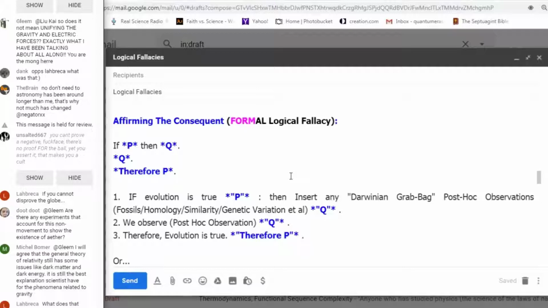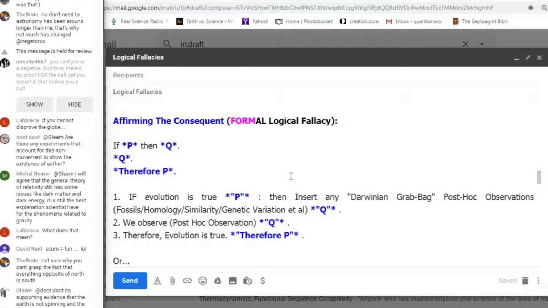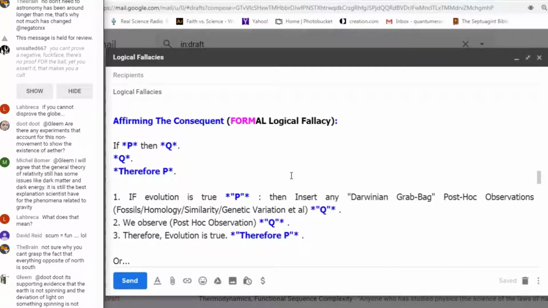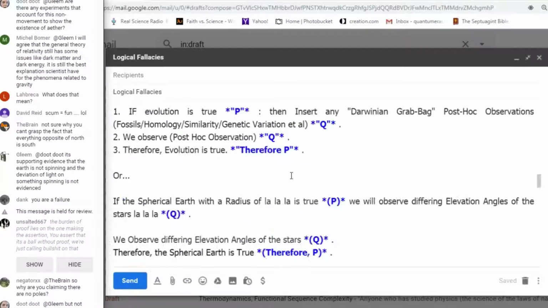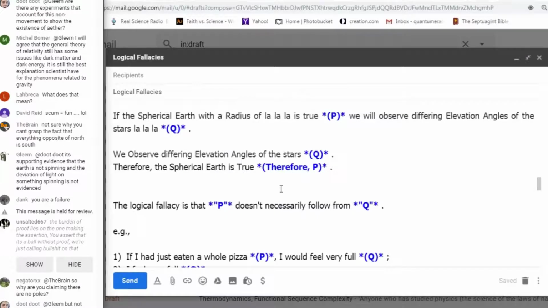So he would attach the burden of proof reversal to the end, which is to say, how can you flat earthers explain the southern star rotation? Now, in that question, it's really difficult to spot that there's an affirming the consequent formal logical fallacy within that burden of proof reversal. So the logical fallacy would go, if the Earth is a sphere, then you will see star rotation in the southern hemisphere. So if P, then Q. If P, being the Earth is a sphere, then Q, we will observe southern star rotation. Q, we observe southern star rotation, therefore P, the Earth is a sphere.